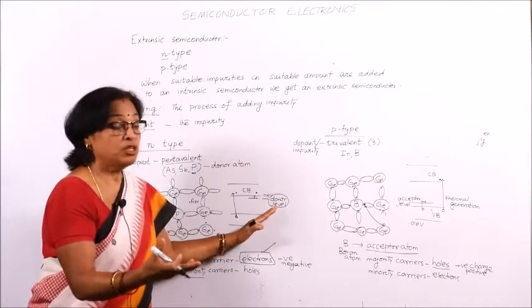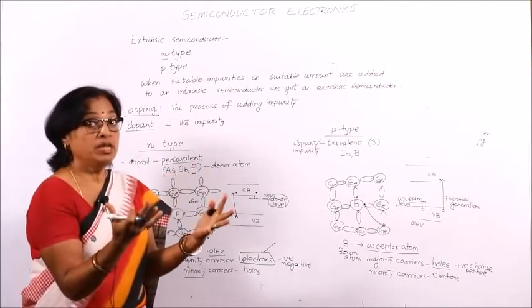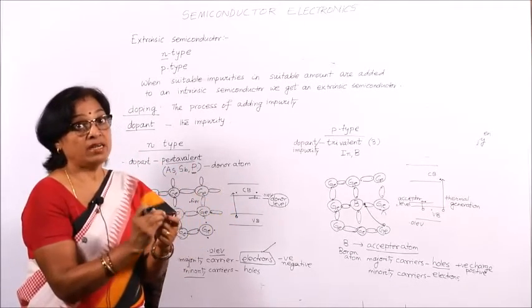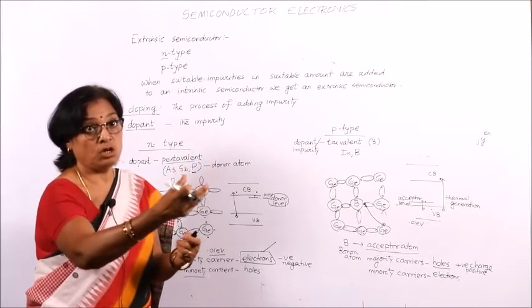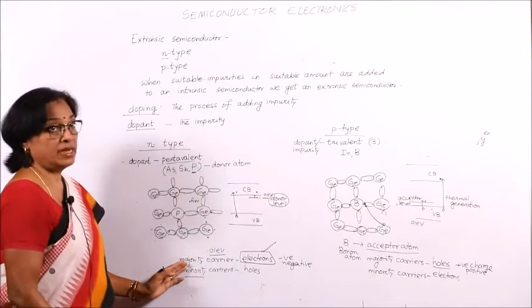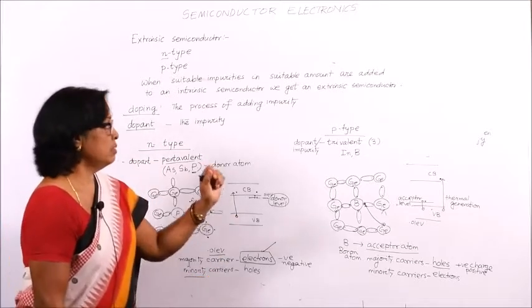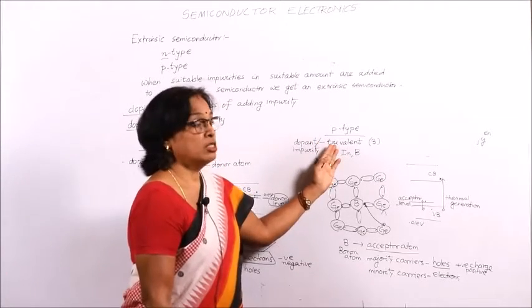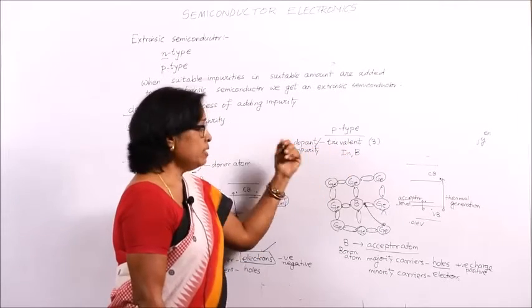In the case of N-type, the impurity is a donor. Because it has 5 electrons, it can form 4 covalent bonds. One electron is extra, so that extra electron goes away, it donates to the conduction band. So it donates an electron. Majority carriers are negative electrons, that is why N-type. Minority carriers are holes. In the case of P-type semiconductor, the impurity is trivalent, like boron or indium.